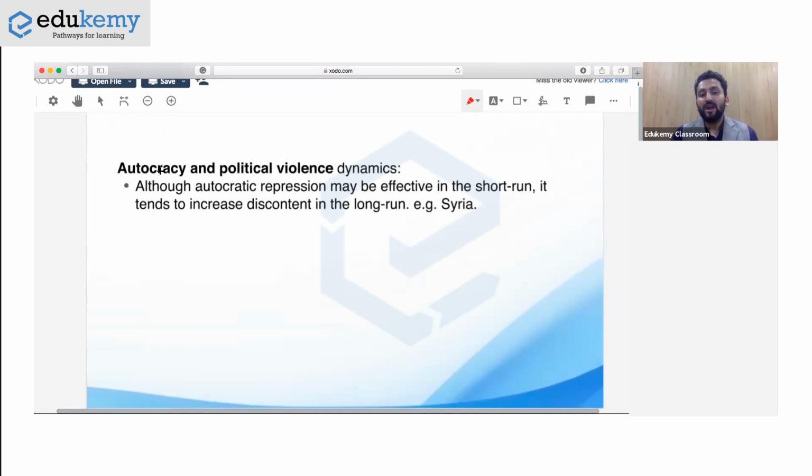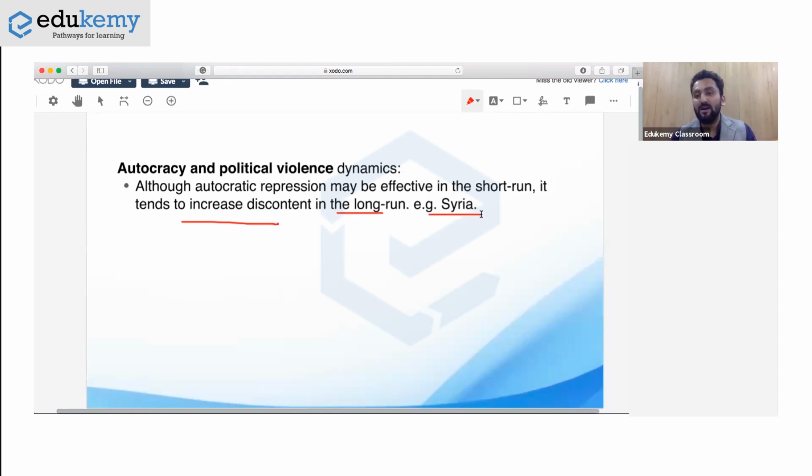So autocracy and political violence, democracy, although I've explained in a comparative manner, now let's have some understanding of autocracy and political violence dynamics. It is said that if you have autocracy, then there is less chance of having political violence. Because if there is a chance of political violence, the state can immediately use political violence, right? And in the short run, you can suppress this, but what is going to happen? It is going to increase the discontent, and in the long run, it is going to hamper you.